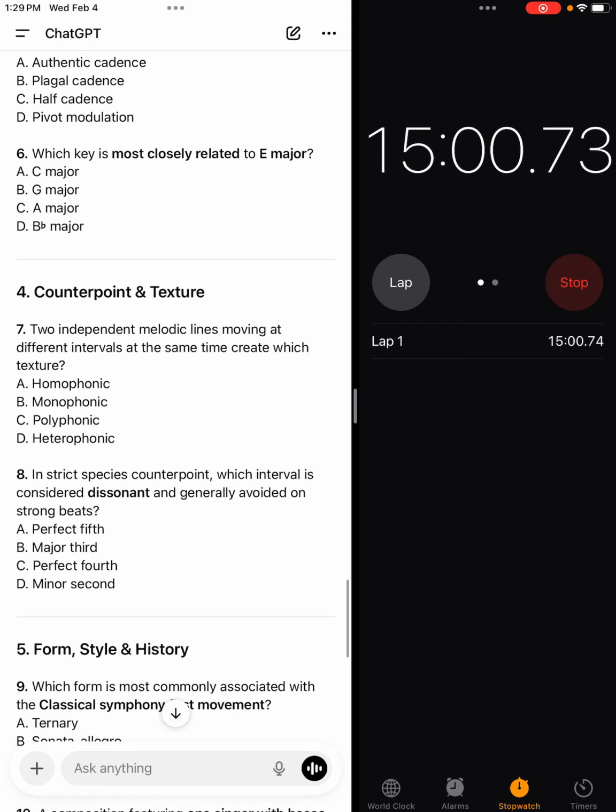Okay, which key is most closely related to E major? Closely related. A major, because does A major have that one? So if, let's say, E major has four sharps, if I go to my left with three sharps, it has to be A. And how do I know about closely related? How about paying attention to Theory 3 classes where Dr. Miranda preaches this to the choir?